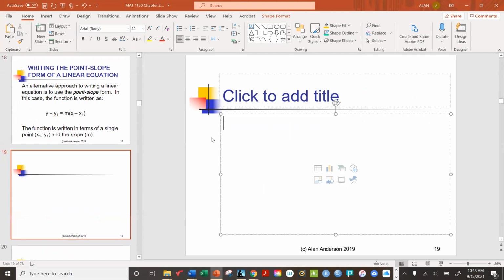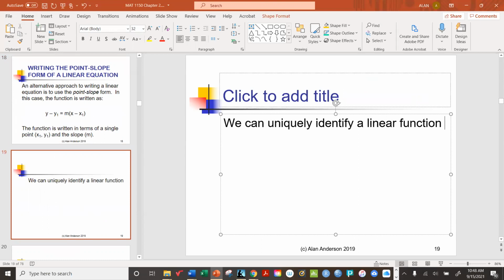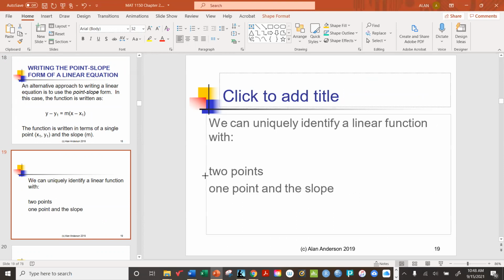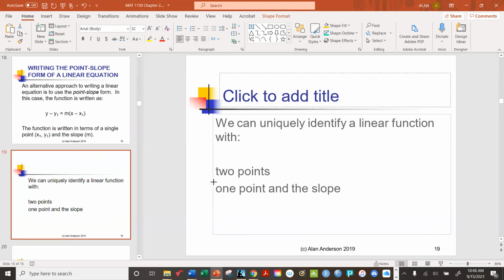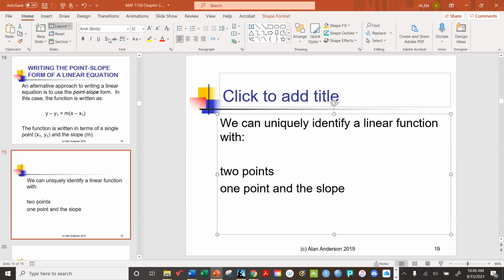We can uniquely identify a linear function with 2 points or 1 point and the slope. Either way, we'll end up with the same thing. All right, let's just throw that in there.